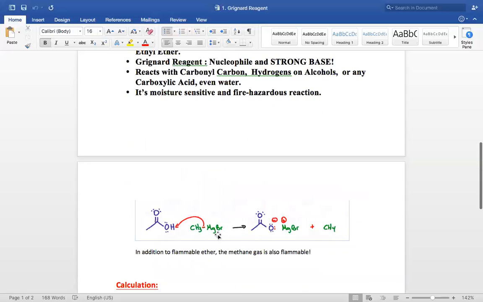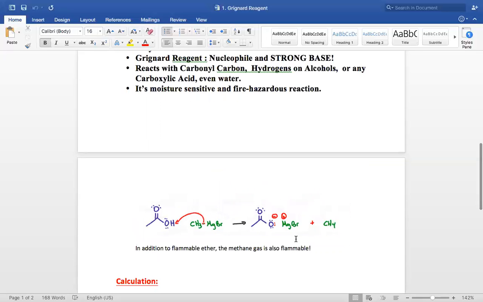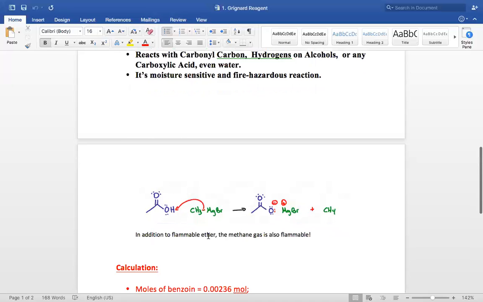I did show this reaction in the lecture a couple of weeks ago. Grignard reagent definitely will take away the proton of the carboxylic group. And in this case, we don't have carboxylic acid. What we have is the sulfuric acid, right? Also, that reaction produced the methane gas. And so don't forget, the remaining part of the Grignard reagent will need the reaction with the sulfuric acid.